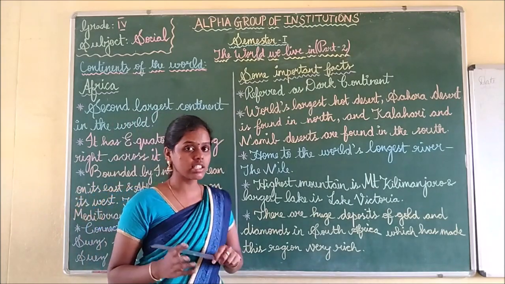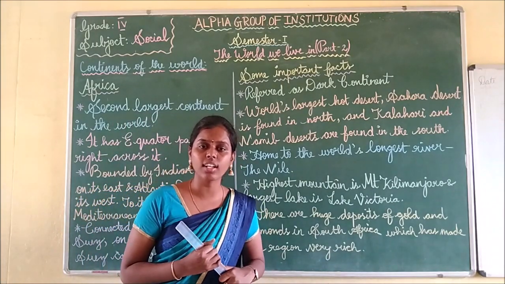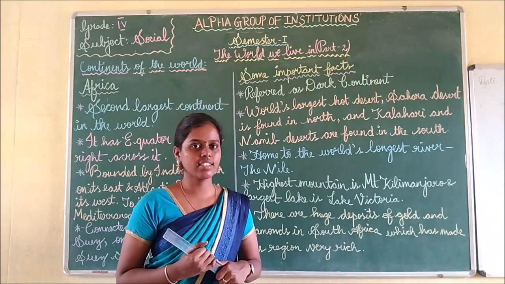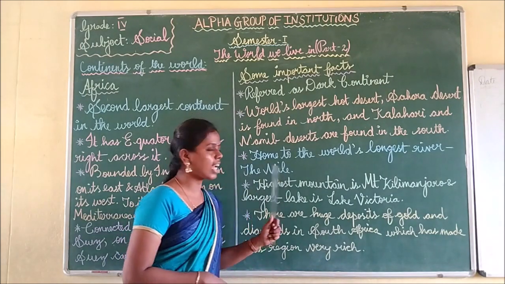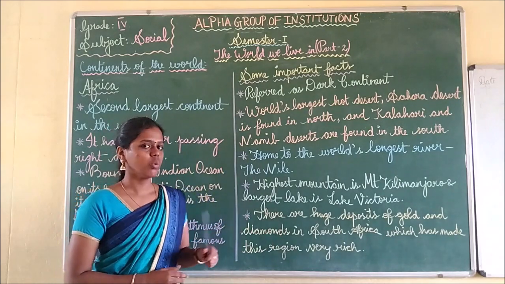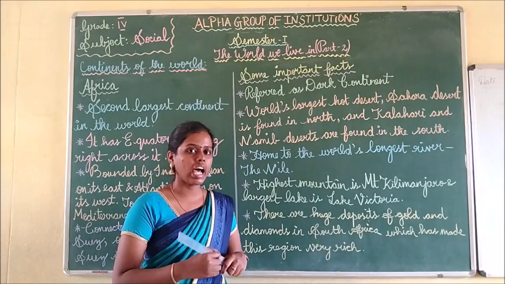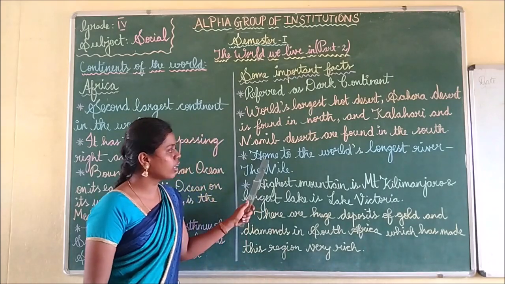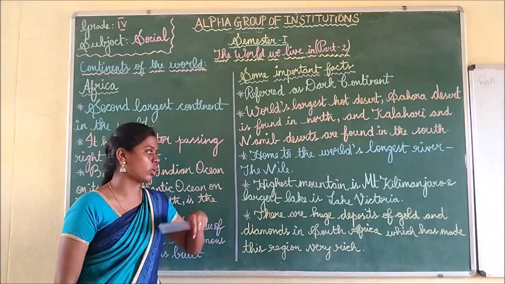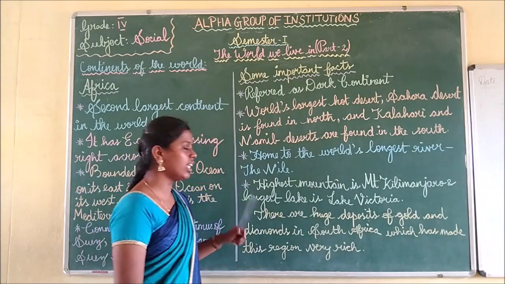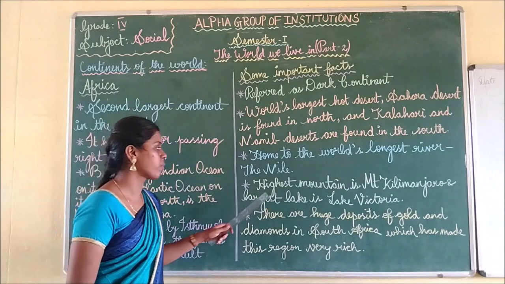Okay, there is the world's longest river. What is the world's longest river? You have read in your lower classes itself. It is the Nile. So, the Nile, where does it run? Yes, Africa. So it is the home to the world's longest river, the Nile. The Nile is found in Africa only. Nile is the world's longest river.